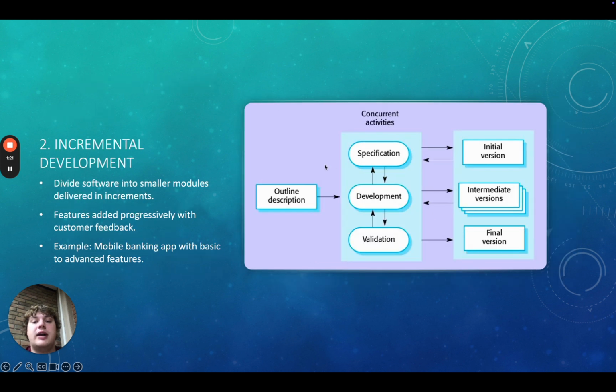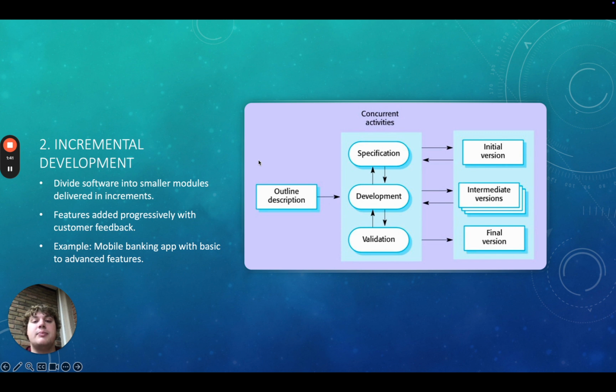Incremental development divides the software into smaller, manageable modules delivered in increments. Each increment builds upon the last while refining earlier modules. How it works. You start with a basic system that works, then you add features in small tested increments, and then customer feedback is integrated into these subsequent increments.